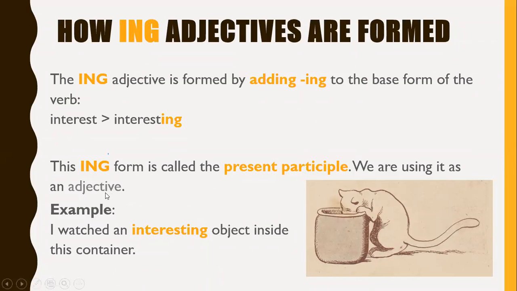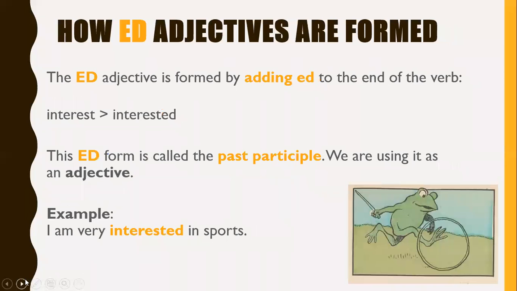So, for example, this guy, he watched an interesting object inside this container. Okay, so here we have an interesting object. And the cat is interested. You see the difference? Oh, interesting. Yeah. So there is something interesting here. Interested cat. Interesting object. Interested cat.